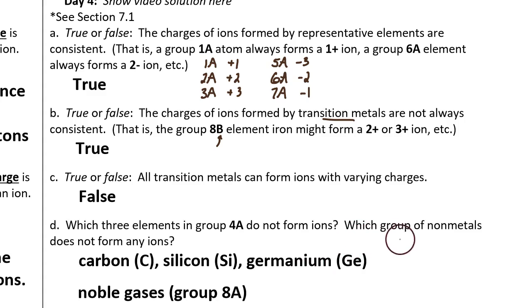Next, which group of nonmetals does not form any ions at all? That would be all of the noble gases, group 8A. The noble gases already have complete octets of electrons in their highest energy level. They have no tendency to lose electrons or gain additional electrons. They're already satisfied with their electron configurations.